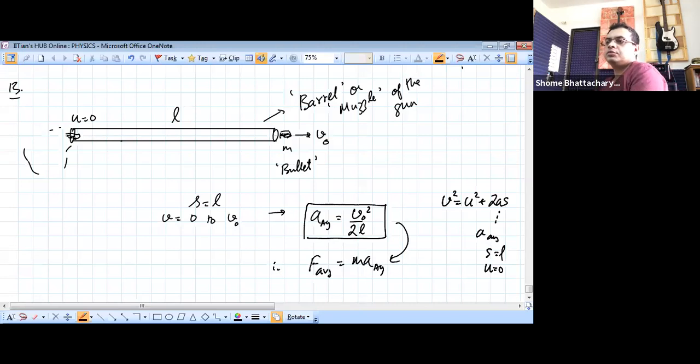Okay, understood the concept now. So you are using a concept from kinematics actually, that even if this is variable acceleration, the average acceleration can be calculated by using this equation.